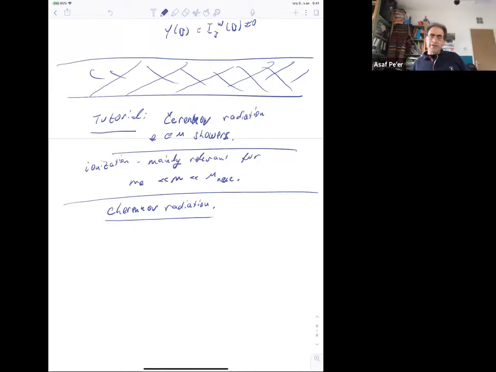But remember that the velocity of light in a material is the velocity of light in vacuum divided by the refractive index n. So v must be greater than c', which is just c over n. This is the refractive index in the material.